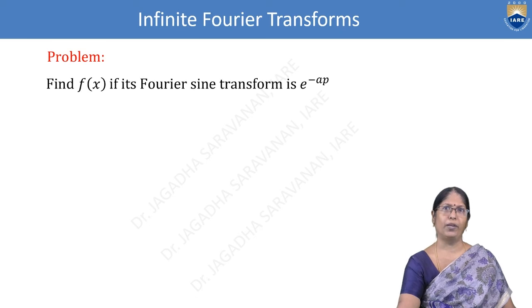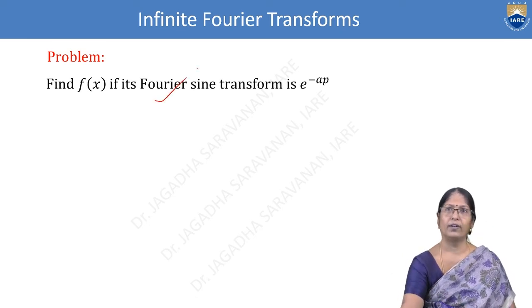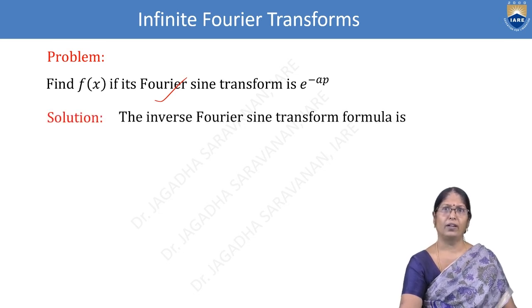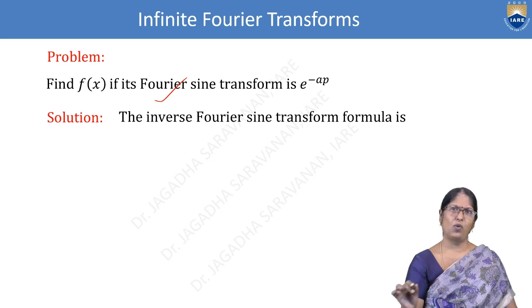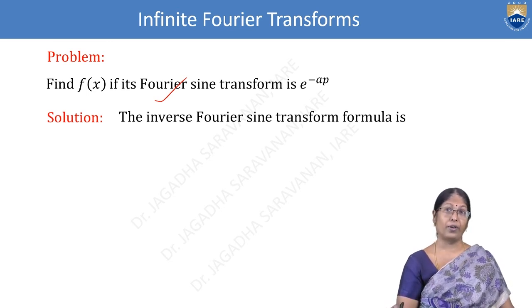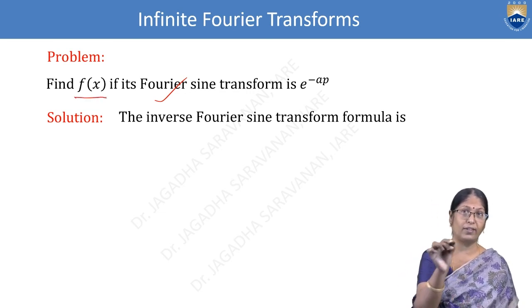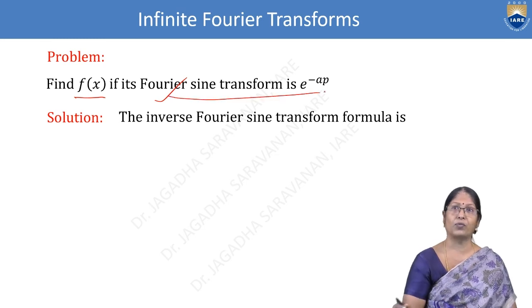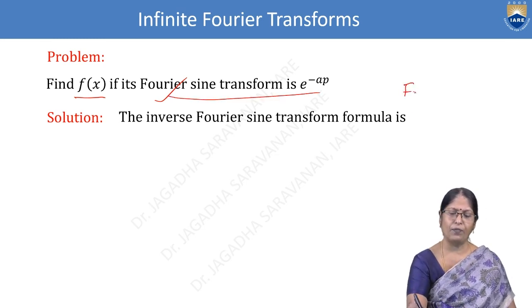The next problem is: find f of x if its Fourier sine transform is e power minus ap. The solution is, if you read the question very clearly, there is no word inverse. Find f of x, it is given. That means the function is to be found. It's a Fourier sine transform. The meaning is Fs of f of x is given.